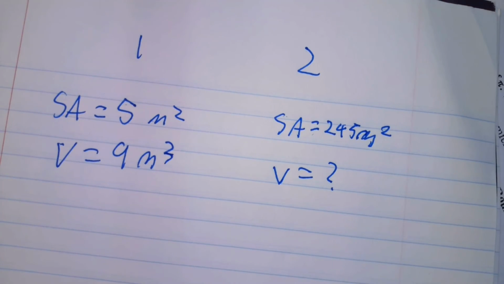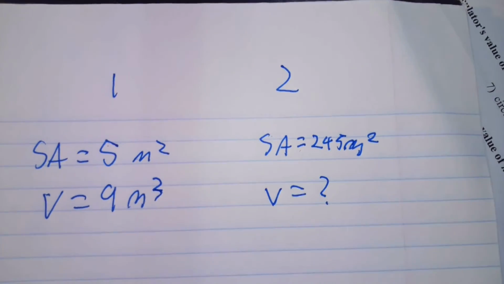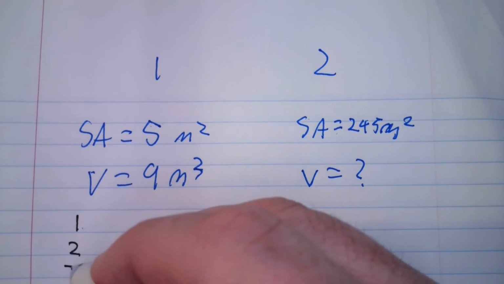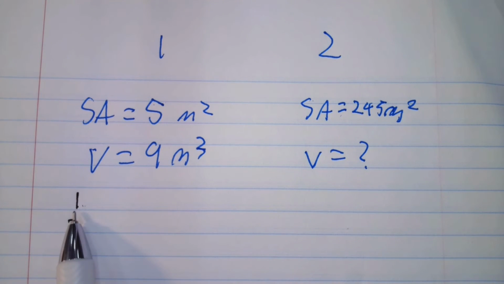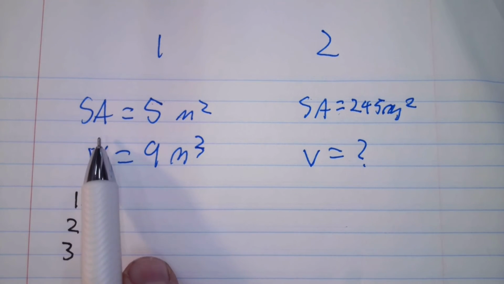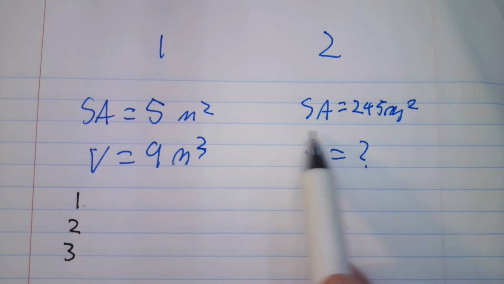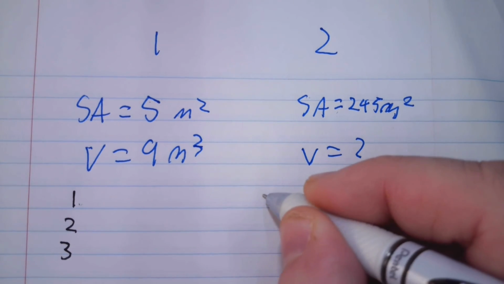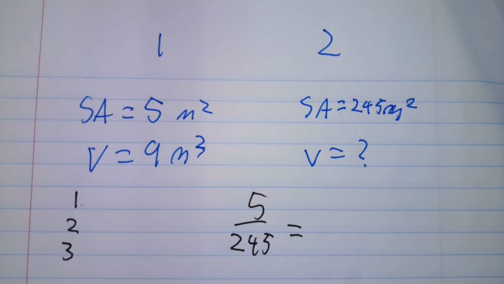All right, first thing we need to do is come up with our various tools. Our ratios are scale factor. So I didn't really plan this out very well, so I'm just going to do it right here. 1, 2, 3. Okay, which one can we do? Can we find the scale factor right off the bat? Yeah. How? Surface area. Surface area is not scale factor. Surface area is going to be the area ratio. Right? This has to be the level 2. So let's find the level 2 first. Let's just do 5 over 245. Simplify it. Does it simplify? Yes. What does it simplify to?